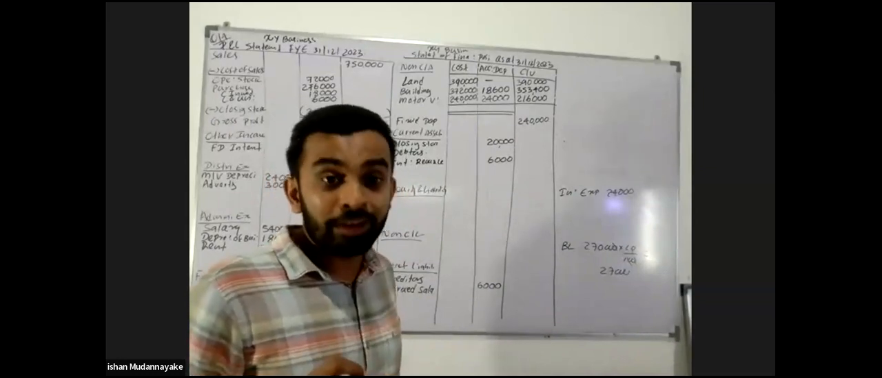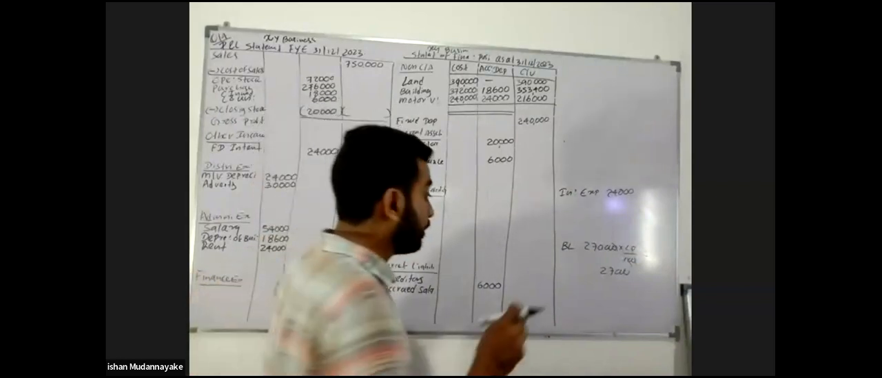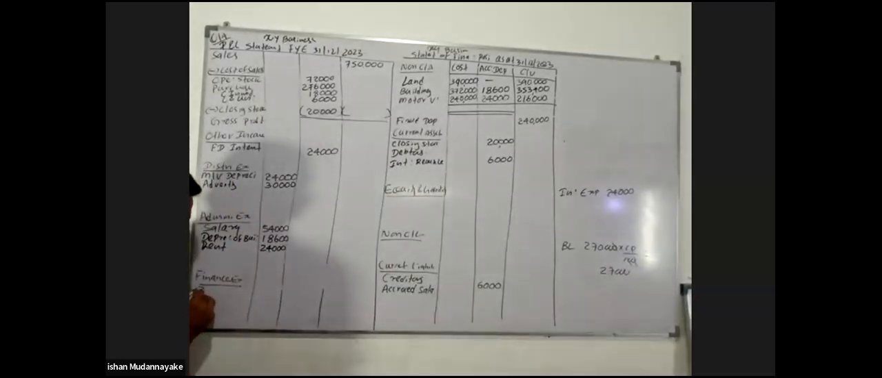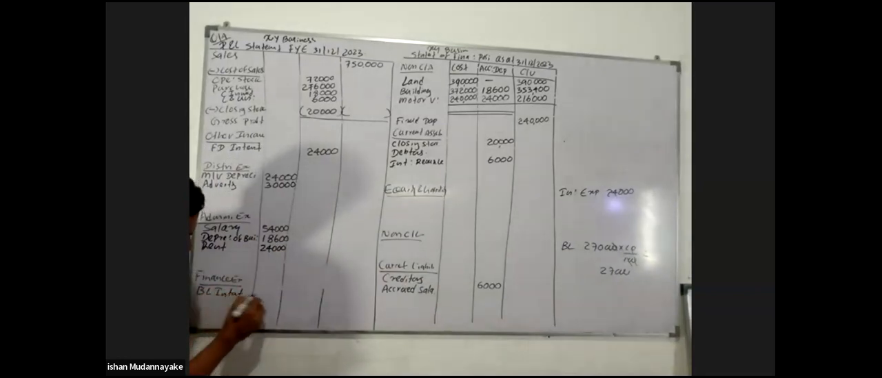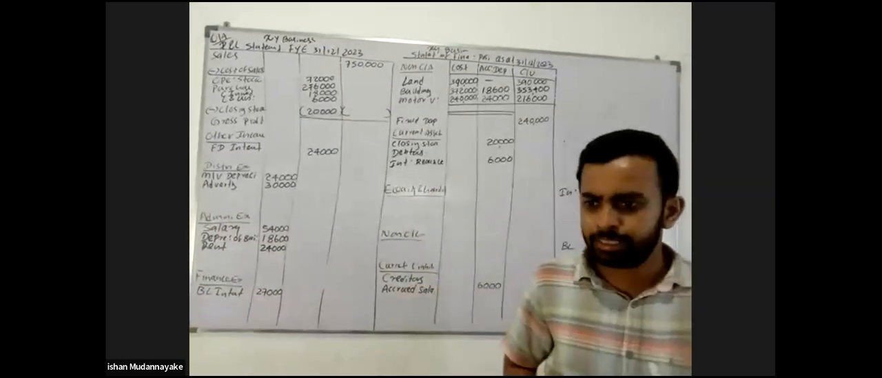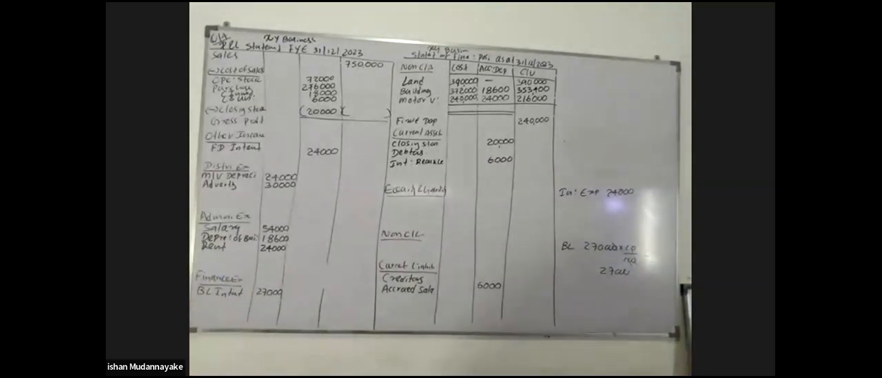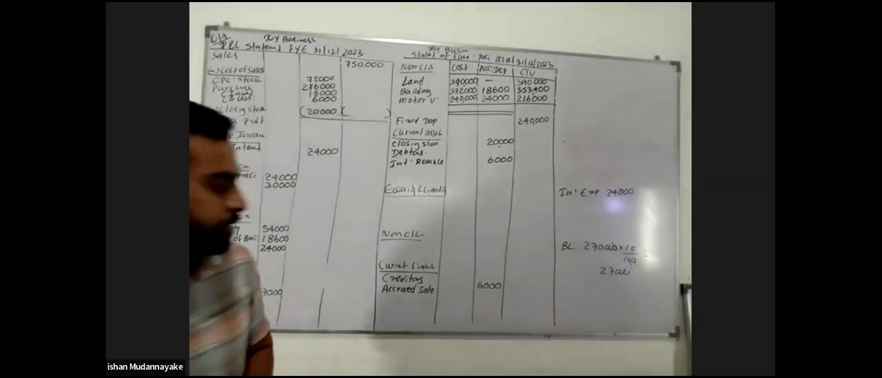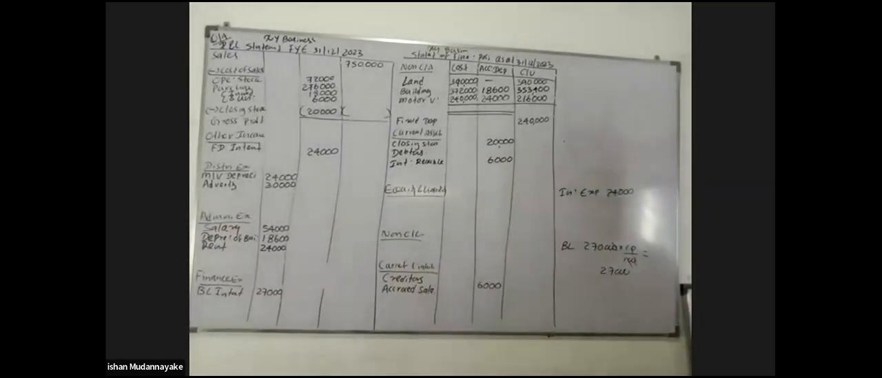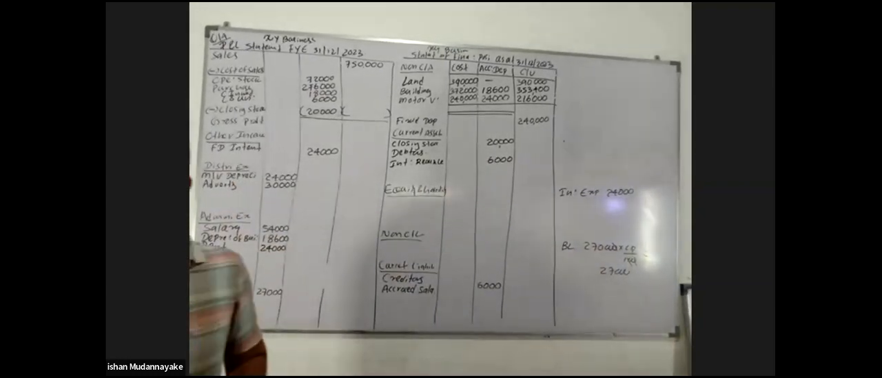According to the accrual concept, relevant bank loan interest should be recorded under finance expense. Under the finance expense, write down bank loan interest 27,000. Already we discussed these things. Relevant amount for the period based on the accrual concept is 27,000.